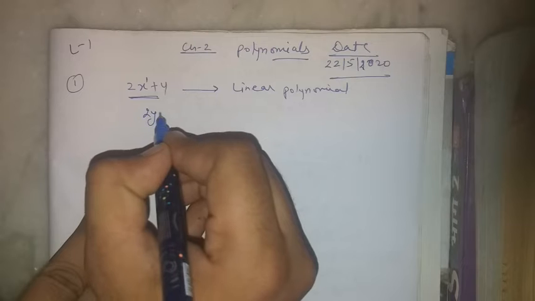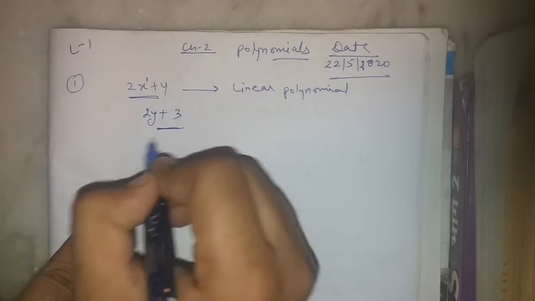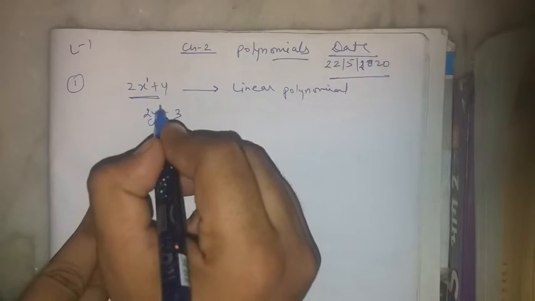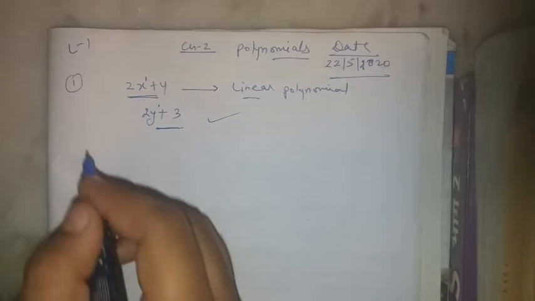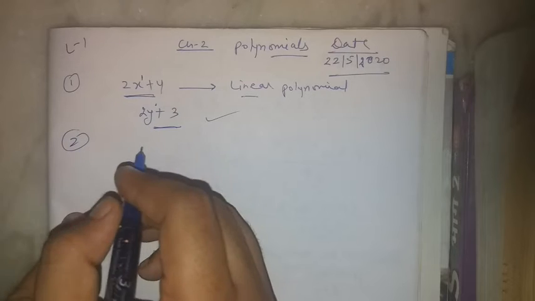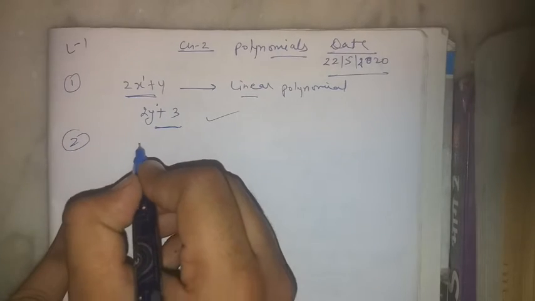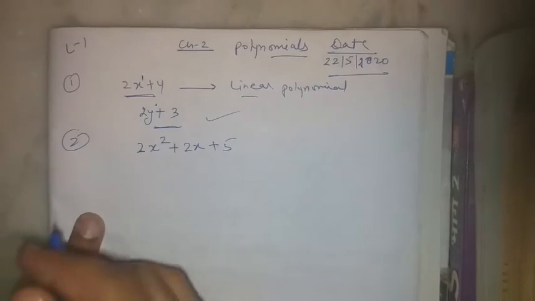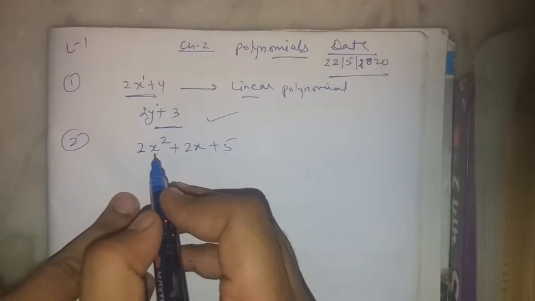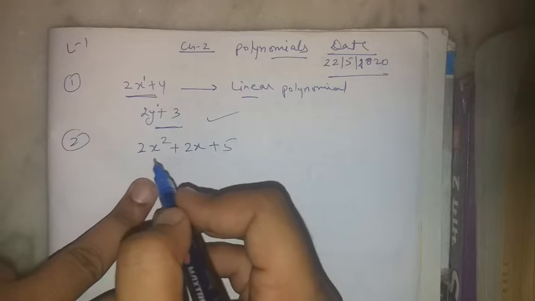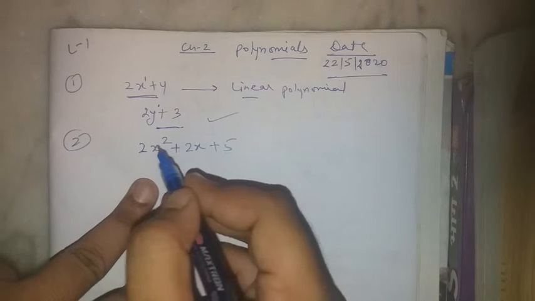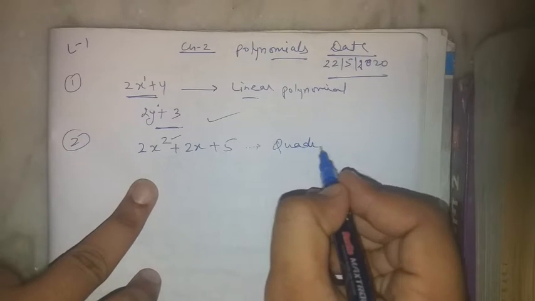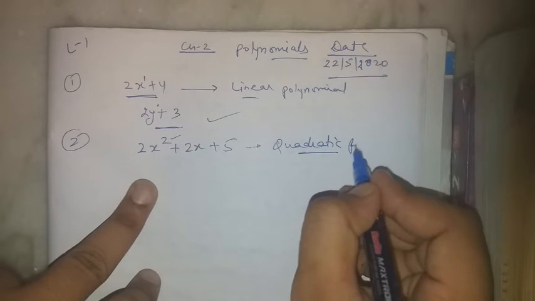Suppose you have 2y plus 3. The variable is y and the degree is 1, so you can say this is a linear polynomial. Now another function like this. Here the highest degree of the variable x is 2, so this is called a quadratic polynomial.